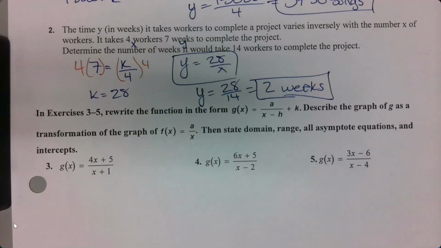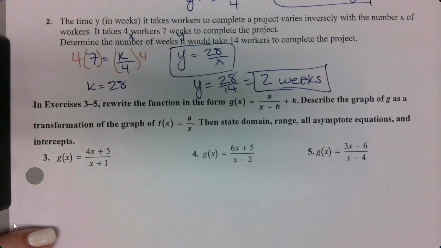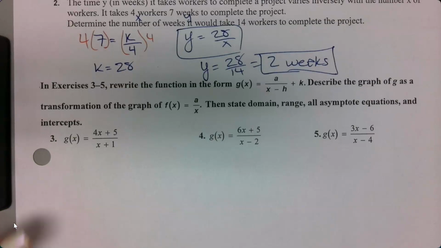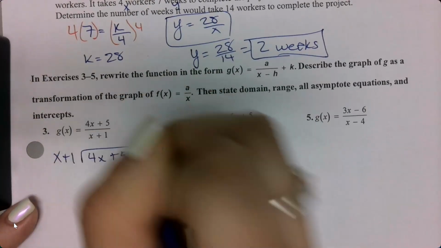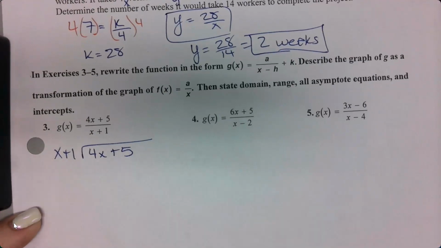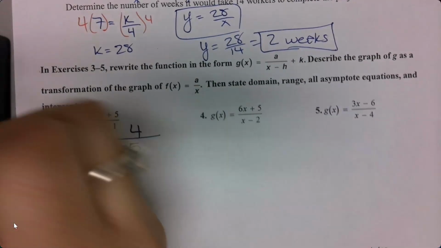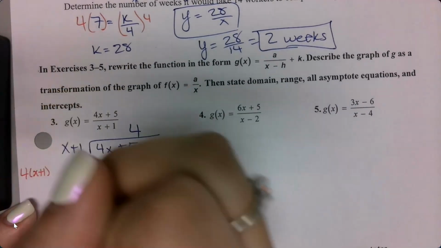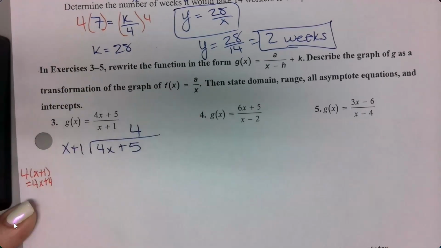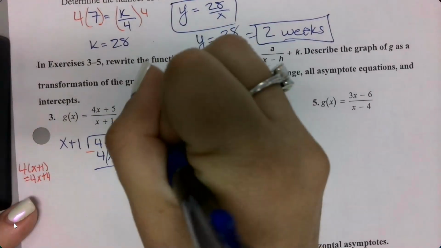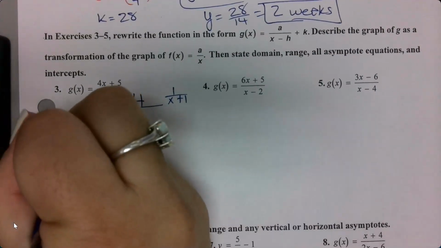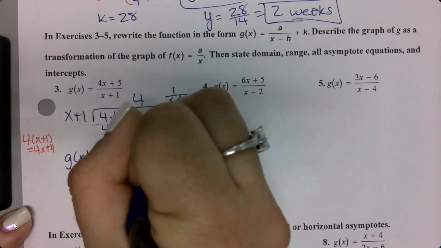Okay, these ones want me to write the function in the form g of x equals a over x minus h plus k, then describe my transformations, state domain, range, all asymptote equations, and intercepts. So, first thing I'm going to do to get this in the form is long division. So I'm going to do x plus 1 dividing 4x plus 5. I need to figure out what I need to multiply this by to turn it into 4. That is going to be 4. So I'm going to do my scratch work off to the side. 4 times x plus 1 gives me 4x plus 4. So if I fill that in right here, 4x plus 4, I want to subtract that away. So my 4x's cancel out, and I'm left with 1. So that means I have 1 over x plus 1. So to rewrite this, it's going to be g of x equals 1 over x plus 1 plus 4.